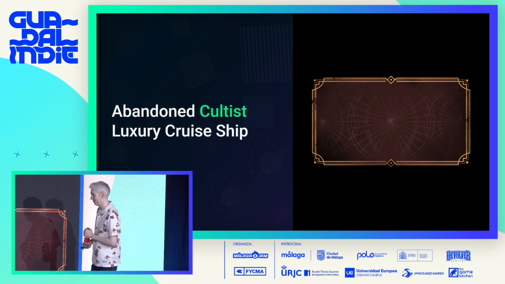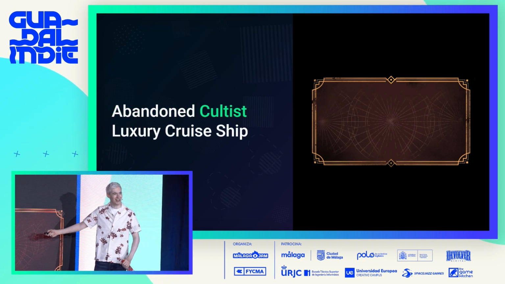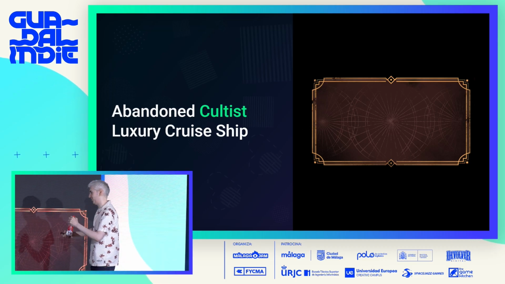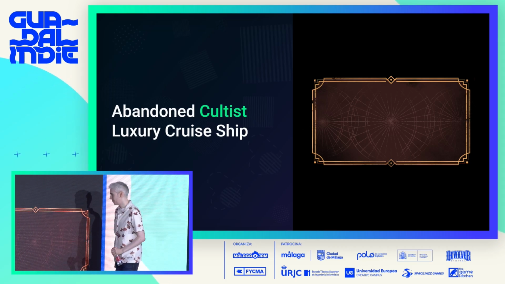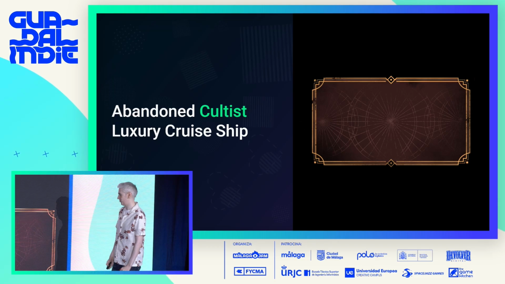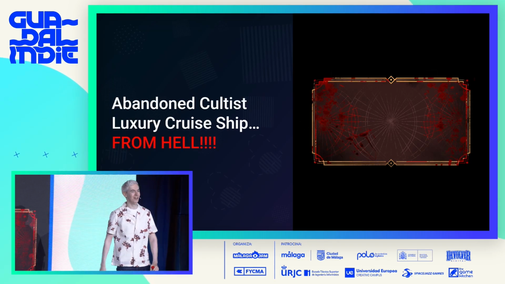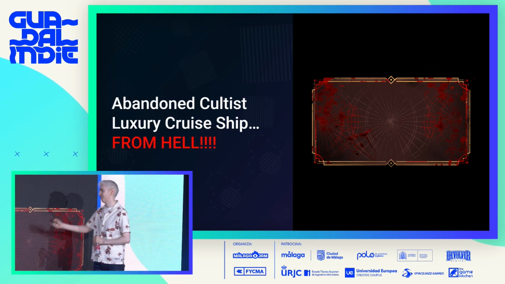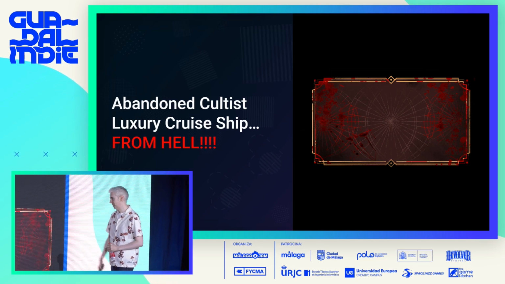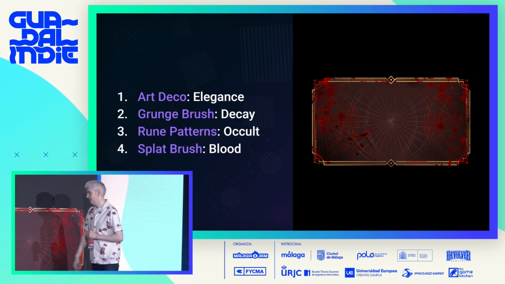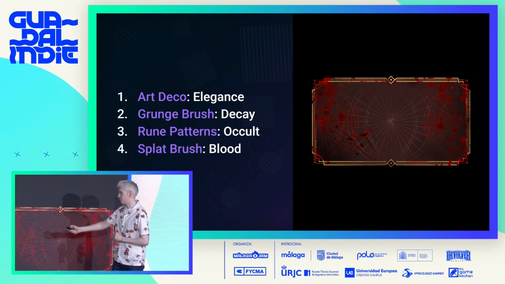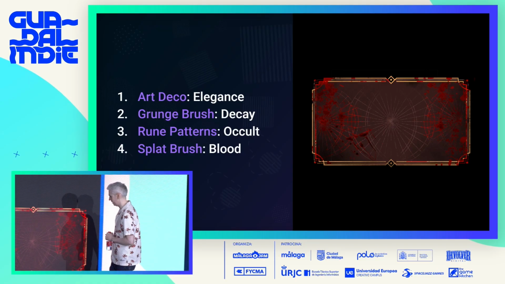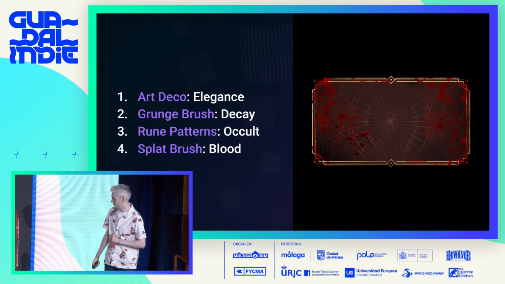But, oh no, a cult has taken over the ship. What do we do? So now it's an abandoned cultist luxury cruise ship. And we can go even a step further from that and just plunge it into hell. So there we go. An abandoned cultist luxury cruise ship from hell. So we've got here Art Deco for elegance, grunge brush for decay, rune patterns for the occult, and splats of blood to make it look really friendly.